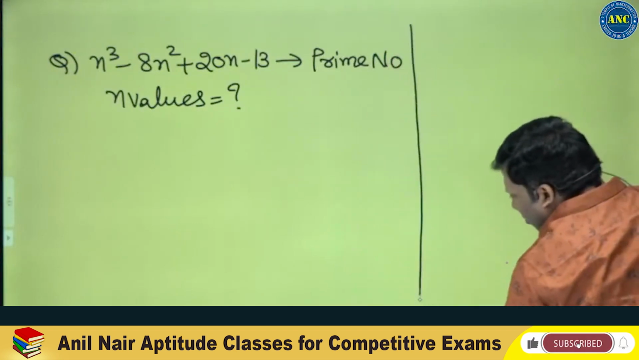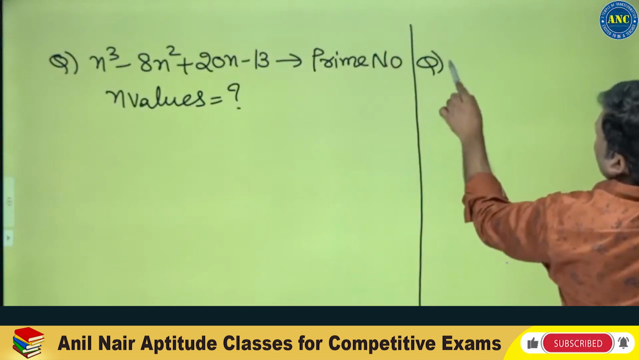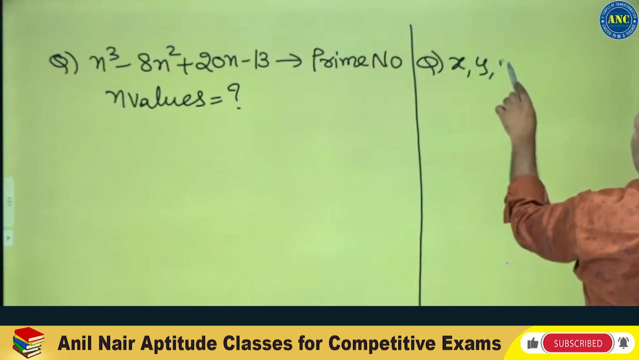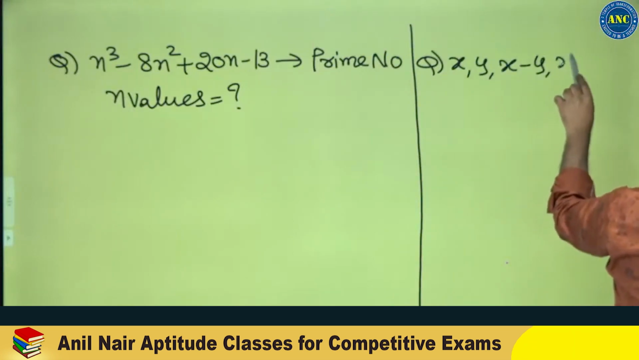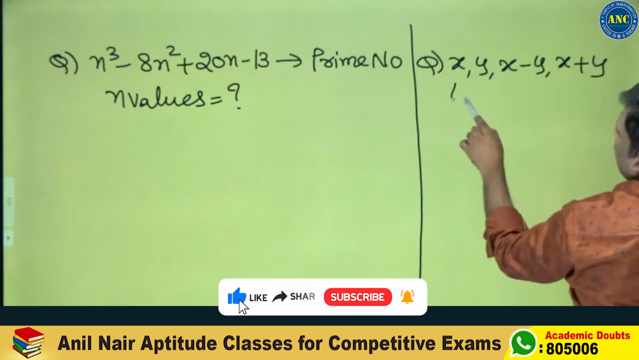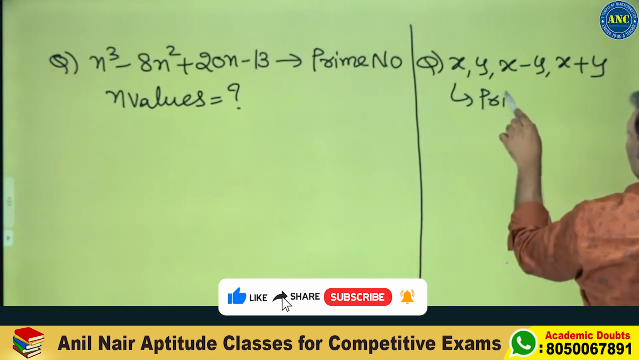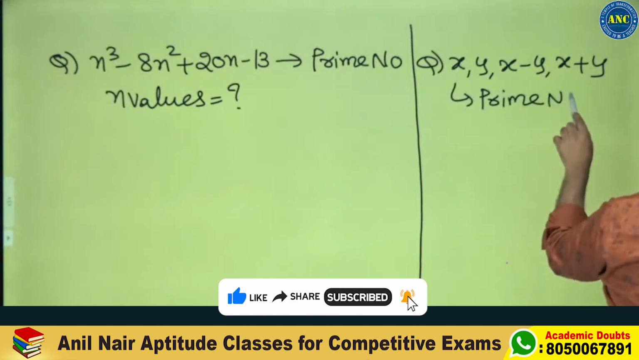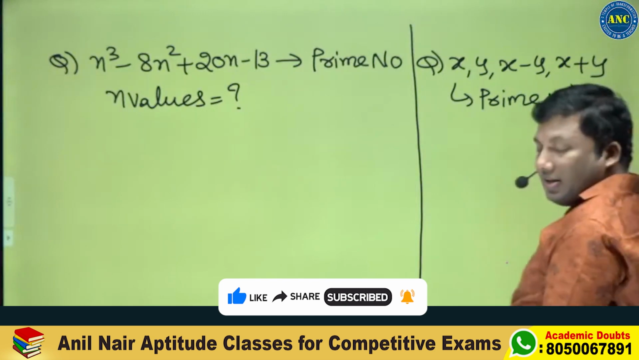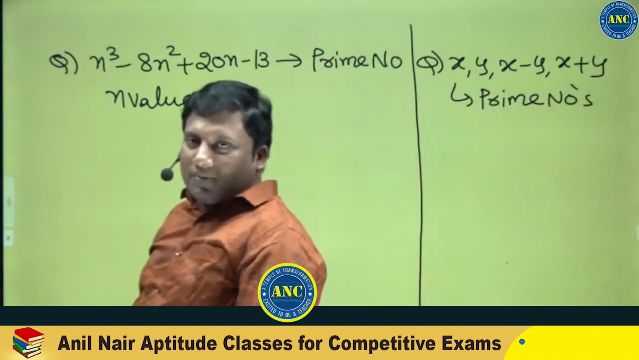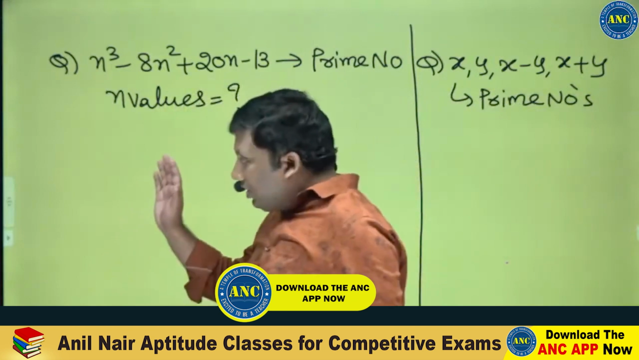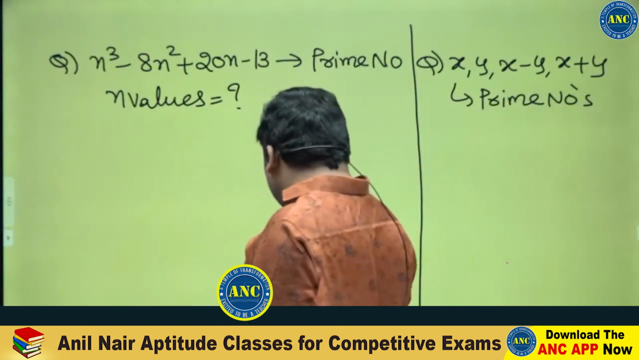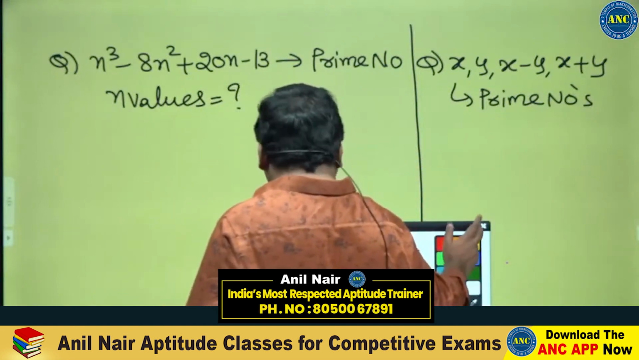What is the other question? x, y, x minus y, x plus y. All these four values are prime numbers. Now listen carefully. These two are very good questions. LOD level 2. Now see.